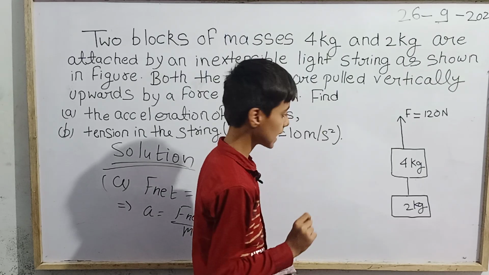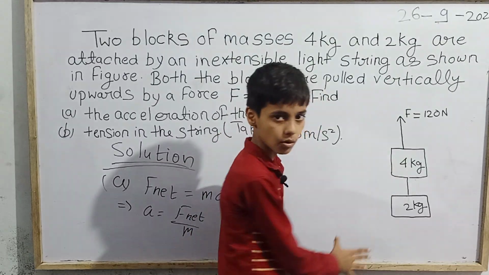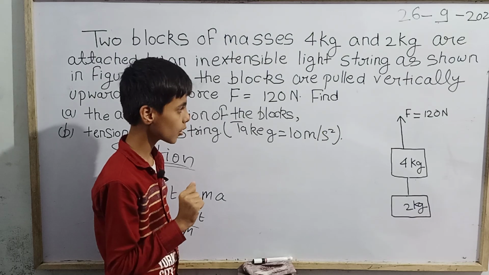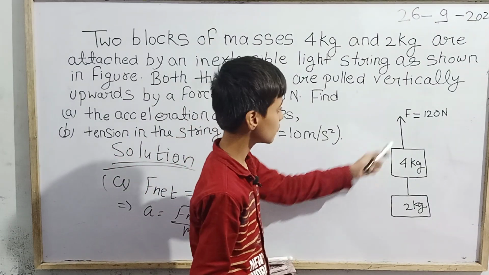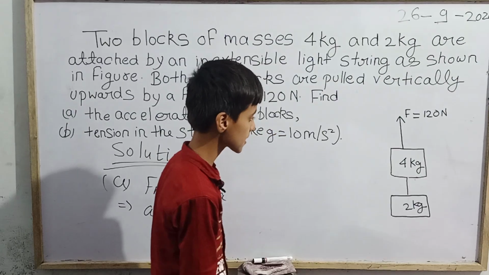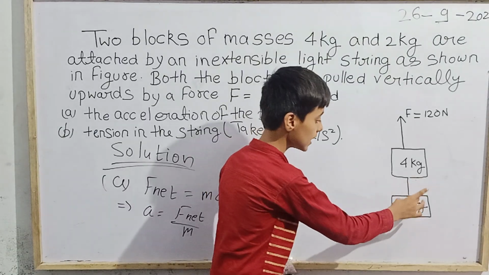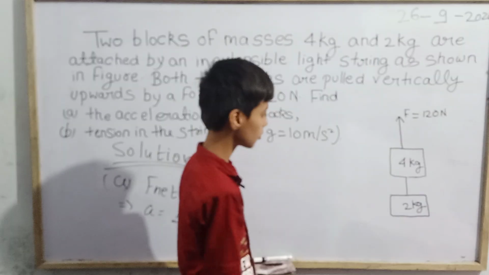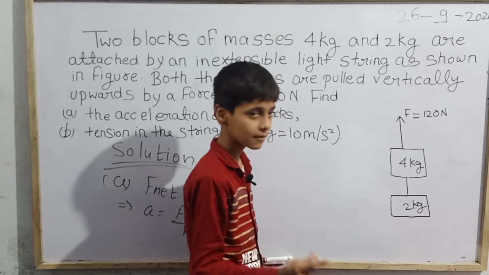So here what we have to do, just like weight is also a kind of force. So first of all, let me inform you that we have to calculate the net force. One, let us take this external force, and one will be the weight of the blocks. Since the weight of both blocks will be in the downward direction, let us calculate what their weight will be.